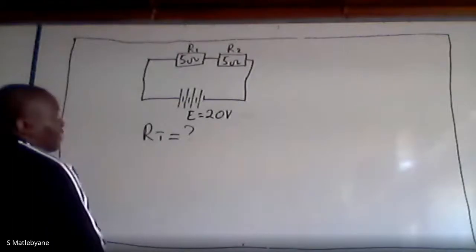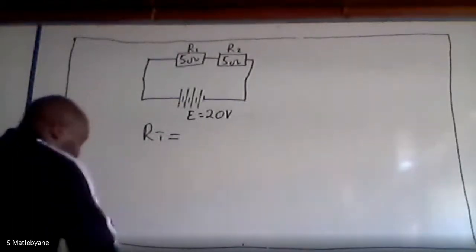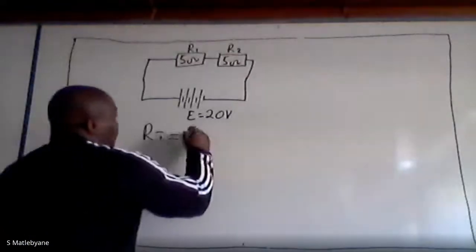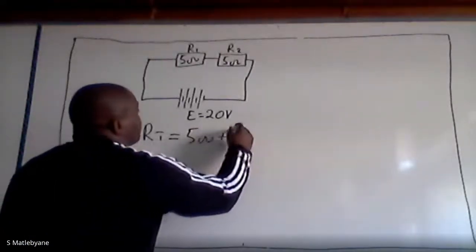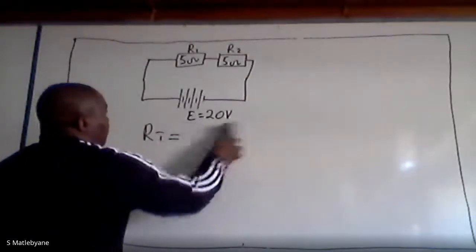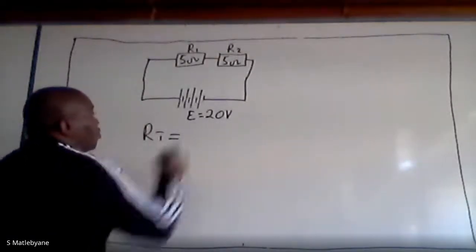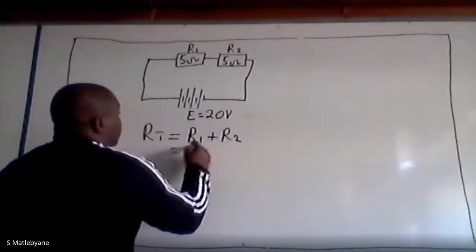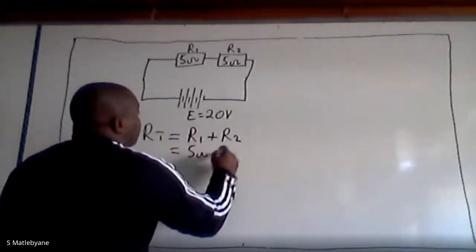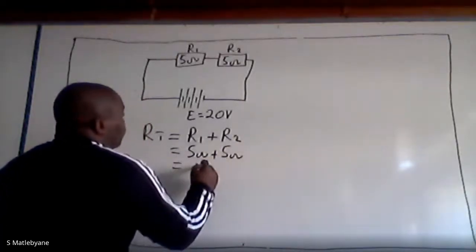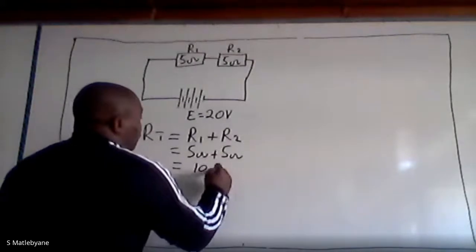What is the total resistance of the circuit? Thank you. The total resistance will be 10. So that is fairly simple. But in the examination, you won't get such a simple circuit. First, I said write the formula so that I can follow what you are calculating. So it will be 10 ohms.